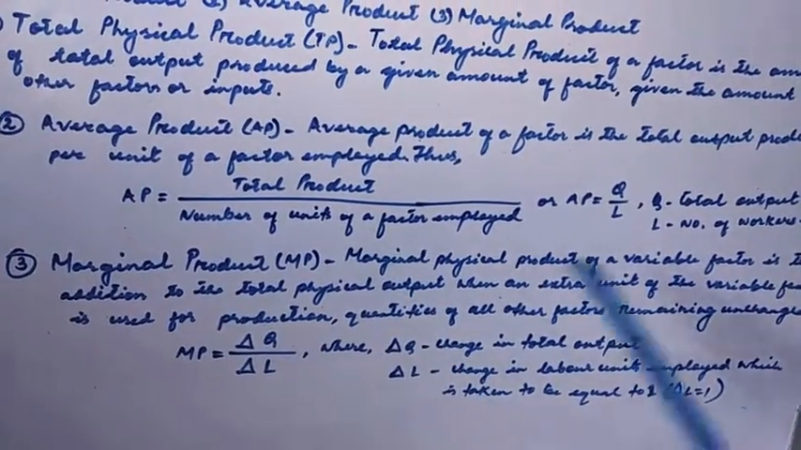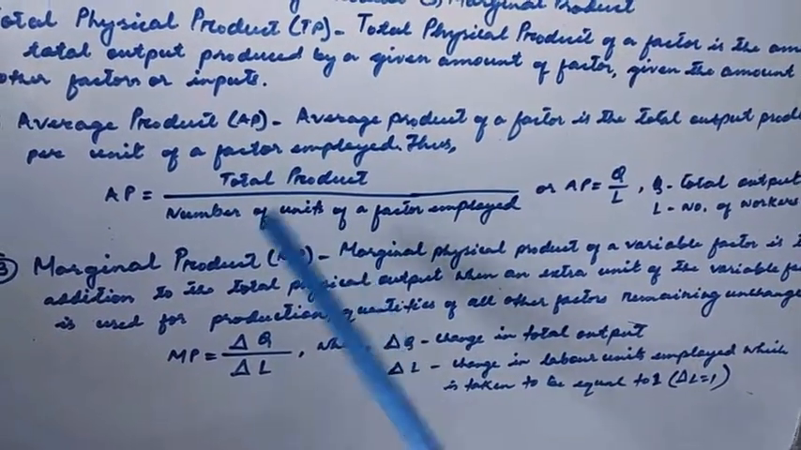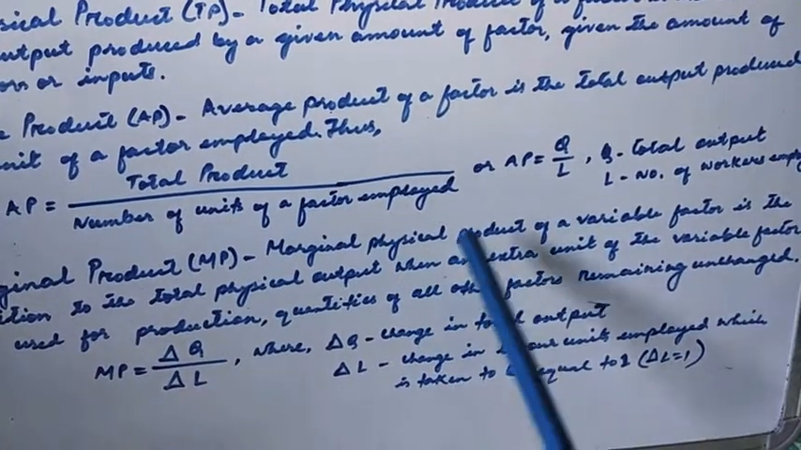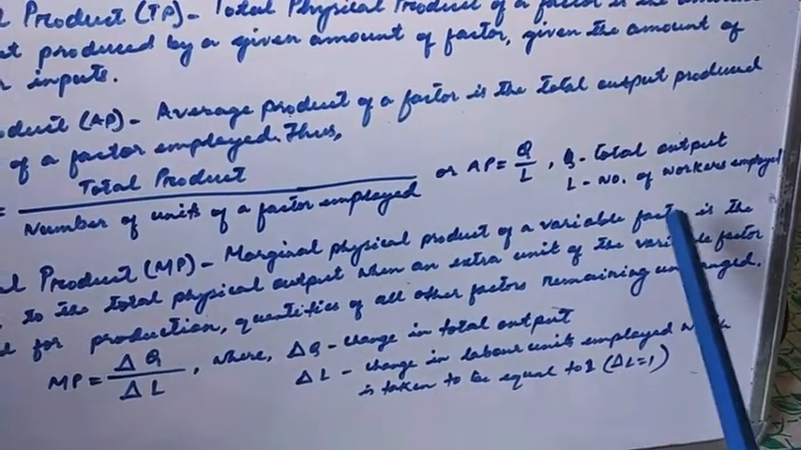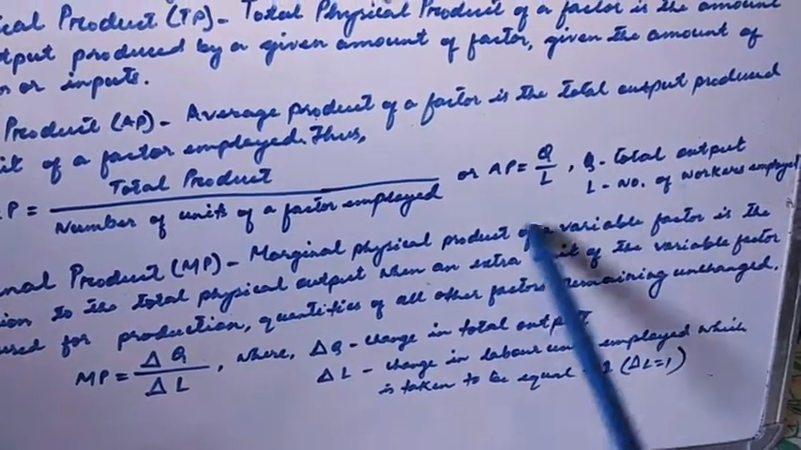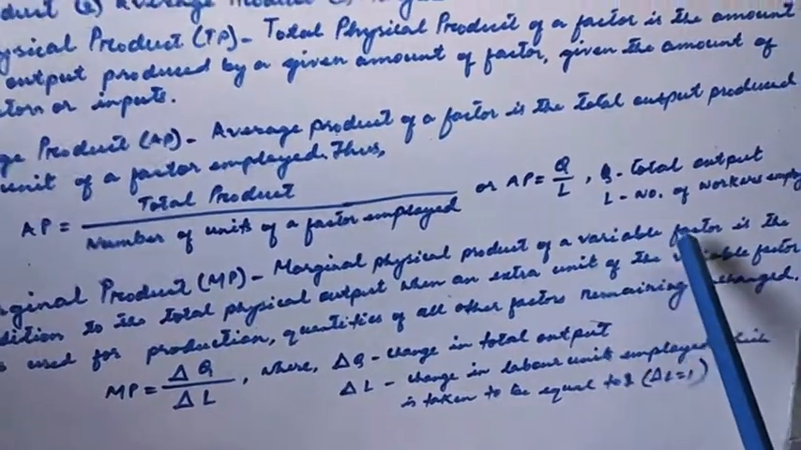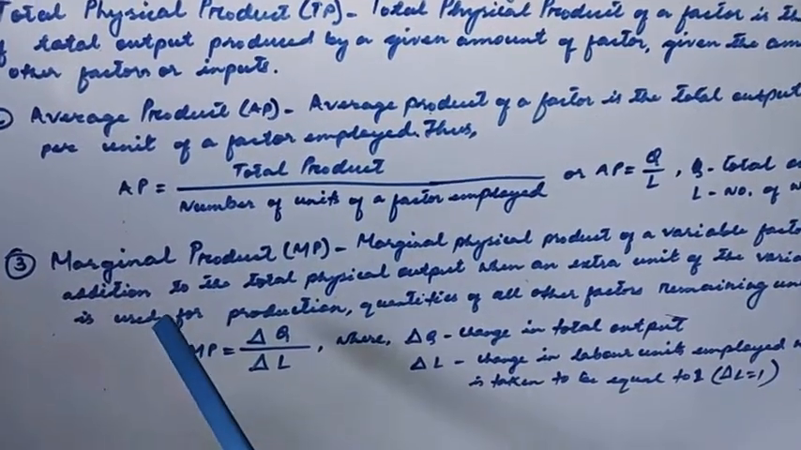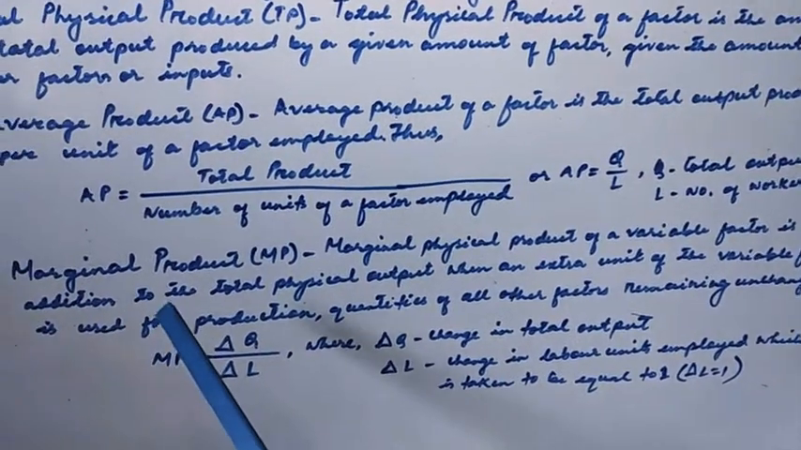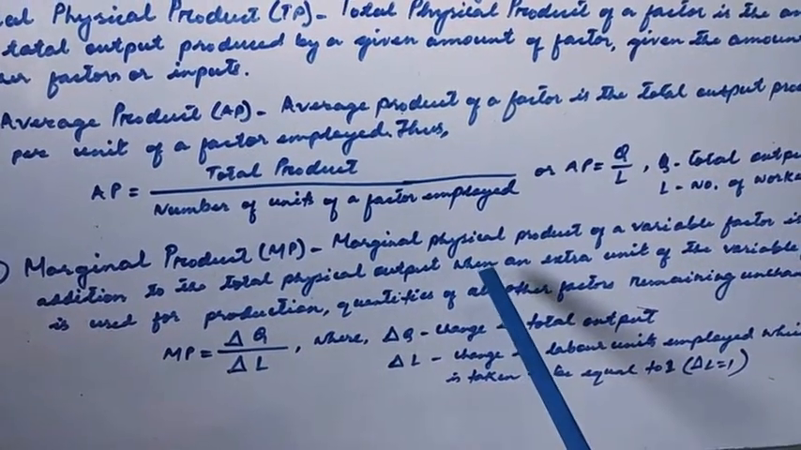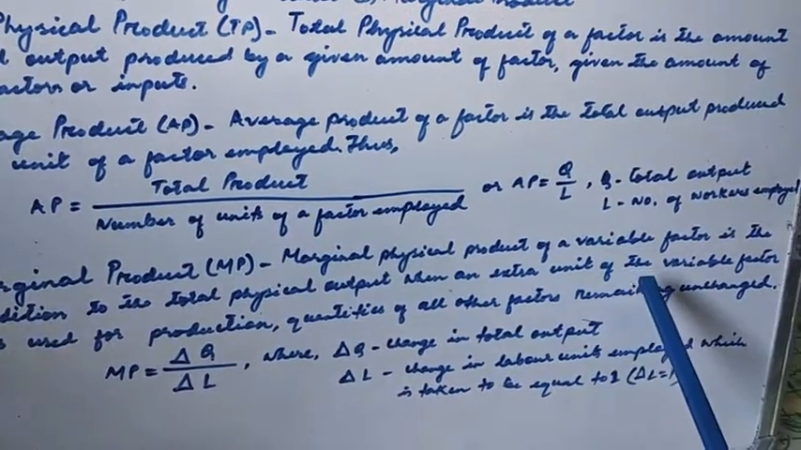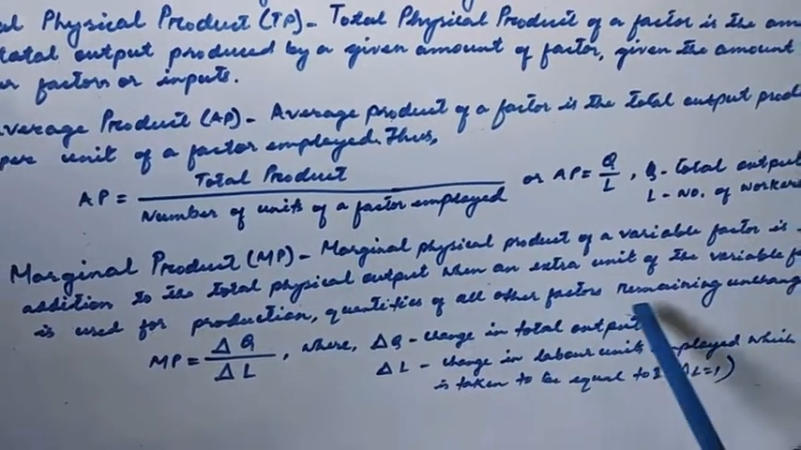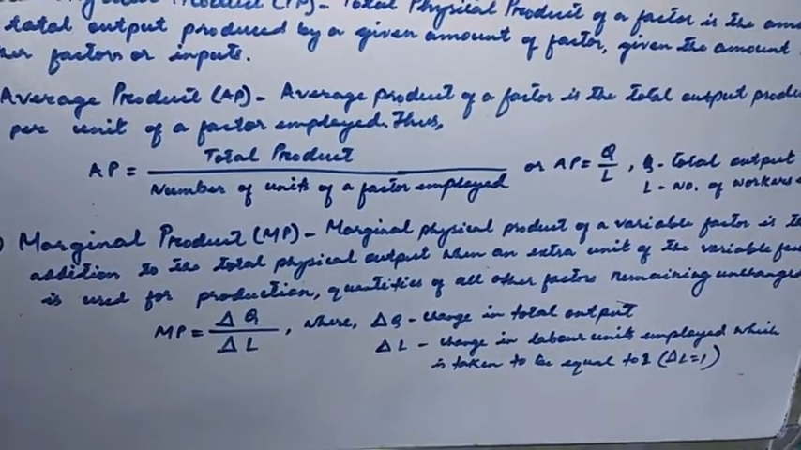Last we have is marginal product, that is represented by MP. So what is marginal product? It is nothing but the marginal physical product of a variable factor. So take note of this variable factor. Physical product of this variable factor is the addition to the total physical output when an extra unit of the variable factor is used for production, and quantities of all other factors are kept constant or remain unchanged.